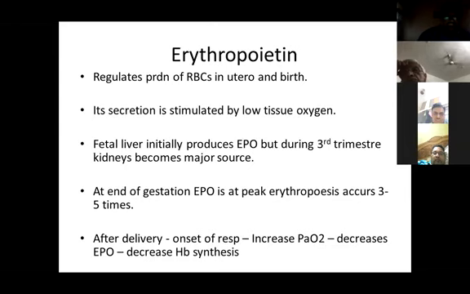Erythropoietin regulates production of RBCs in utero and at birth. It is initially secreted in the liver and then goes to the kidney in the third trimester. At the end of gestation, erythropoietin is at peak, and at the time of delivery, erythropoiesis occurs nearly 3 to 5 times because of this erythropoietin. What happens after that? At delivery, the PaO2 level increases. When the partial pressure of oxygen increases, obviously there will be a decrease in erythropoietin production, resulting in decreased hemoglobin synthesis.